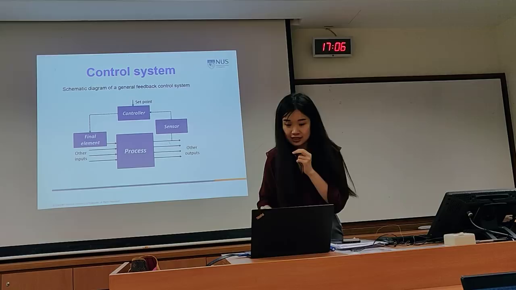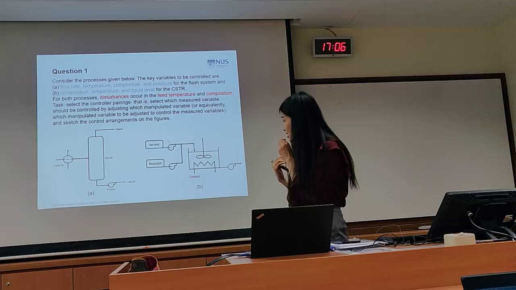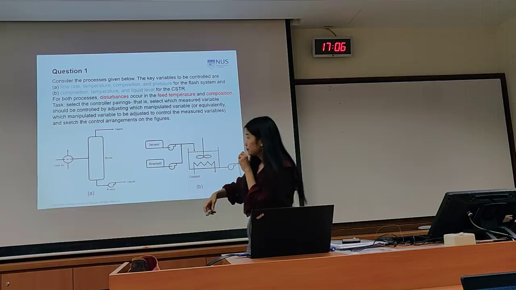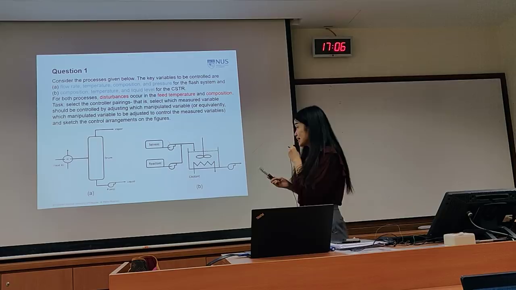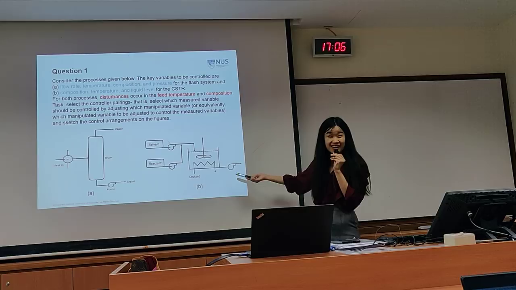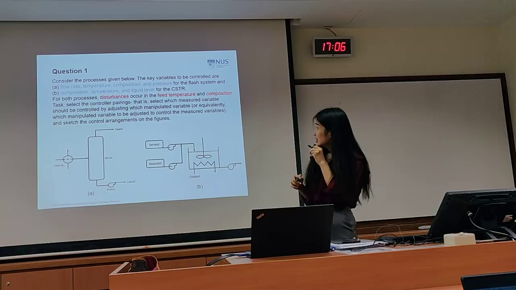That's how we got the first question, to see if we have 2 different processes. The first one is a flash system, a drum heated by the heat exchanger and then doing a separation into vapor and liquid phase, but it has only one single stream input. And the second example is a commonly seen continuous stirred tank reactor, CSTR, which we use a lot in the chemical process. So for both processes, the key variables to be controlled are different.